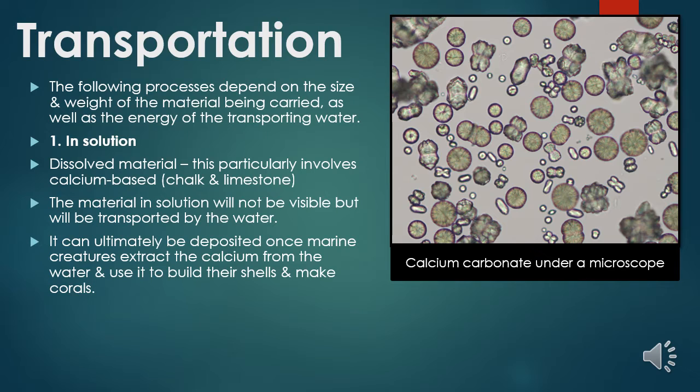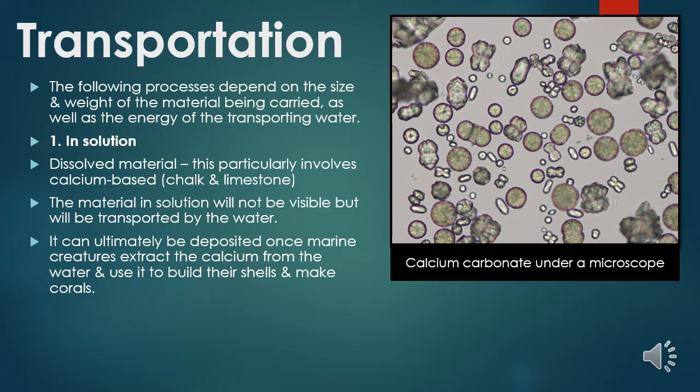Now, this is exactly the same as it is at GCSE. This is where material is dissolved into the water by the water's chemical properties. This usually happens to calcium-based rock, so I've put chalk and limestone as an example there. On the picture on the right hand side you've got some calcium carbonate under a microscope, so they're tiny little particles. Solution isn't visible in the water, so if you go to the beach and it looks crystal clear, there will be material in solution dissolved in that.